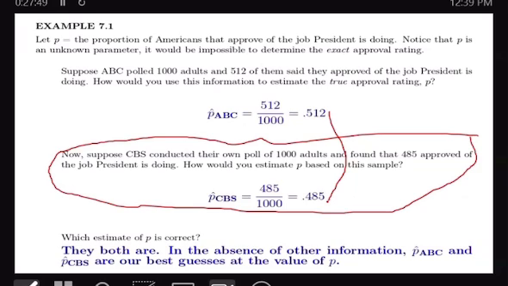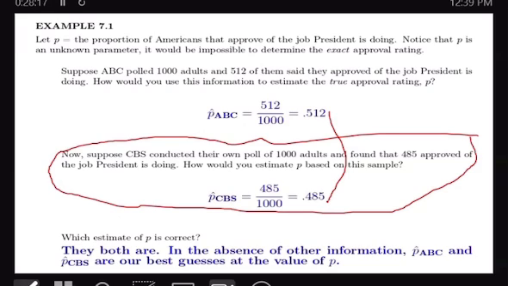Because when I say sampling distribution, it means I'm conducting repeated experiments. This is more or less like a repeated experiment. ABC goes for one, CBS goes for another one. And you know what? If a good number of them go and we have different results, then it means statistic varies.